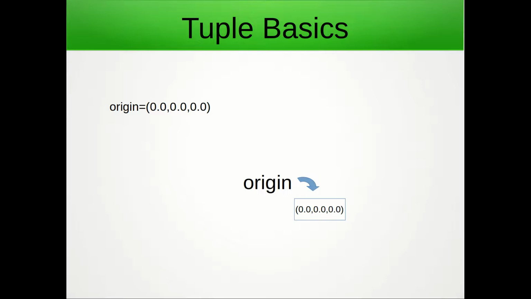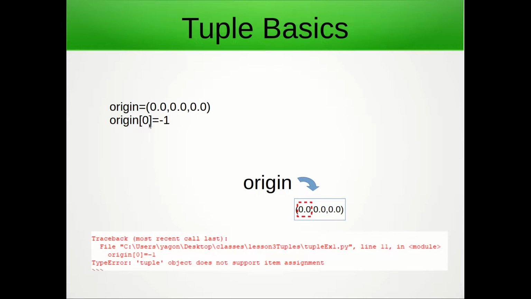By using regular Python assignment, we can assign a value to a tuple, and we end up with a position in memory containing our tuple. In this case, our tuple contains 3 float values and probably represents a point because we called it origin. If we try to assign something new to origin of 0, we will get an error. An error that will say tuple object does not support item assignment. So tuples do not allow you to change them. You cannot change the position in memory.